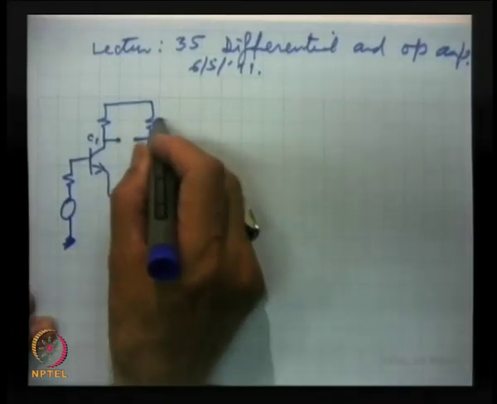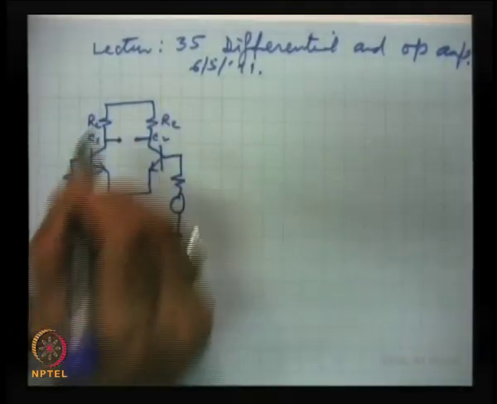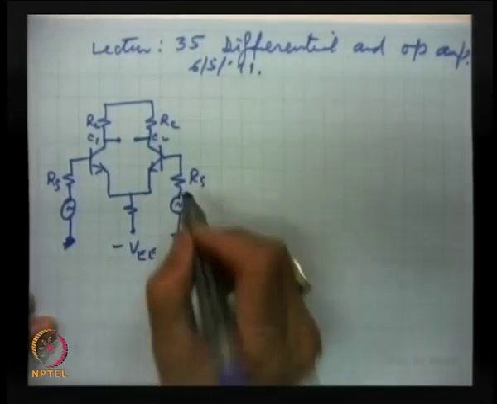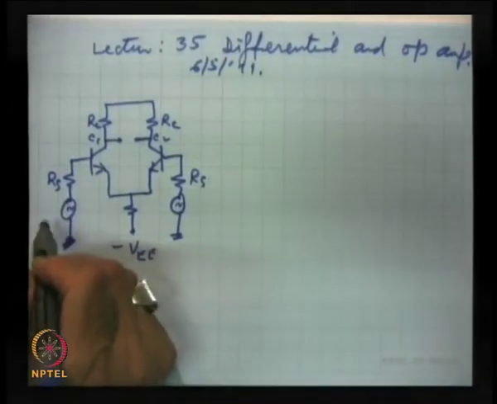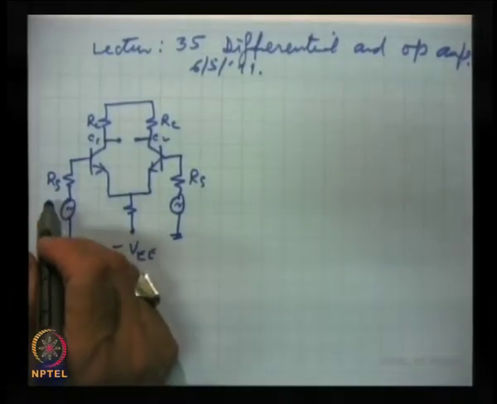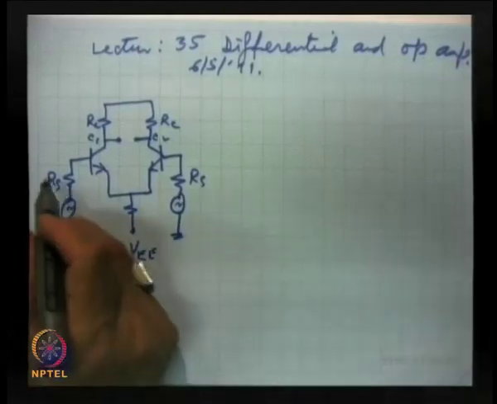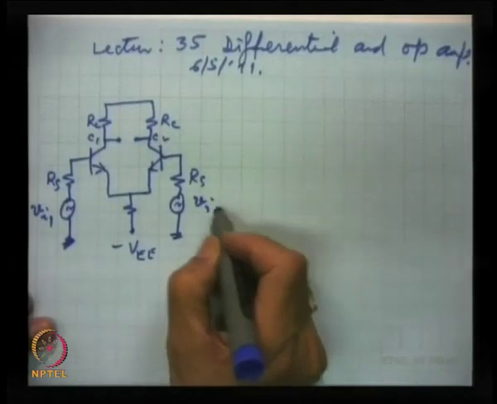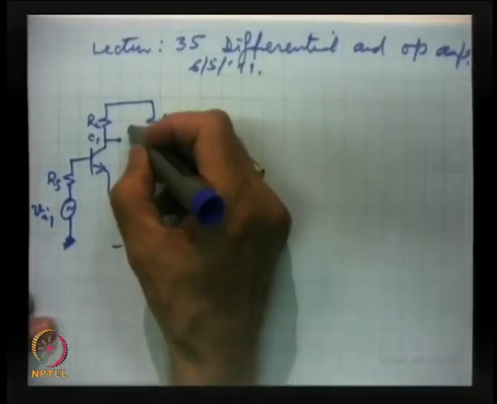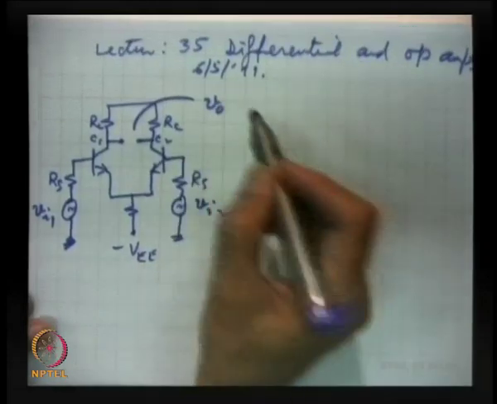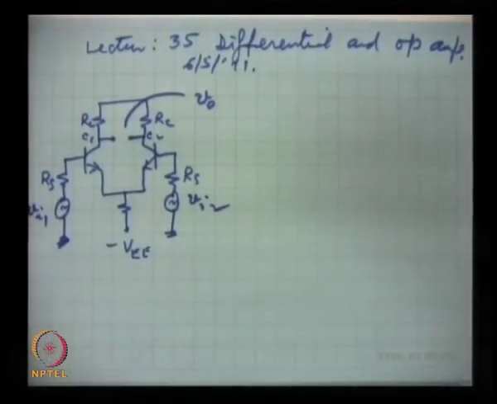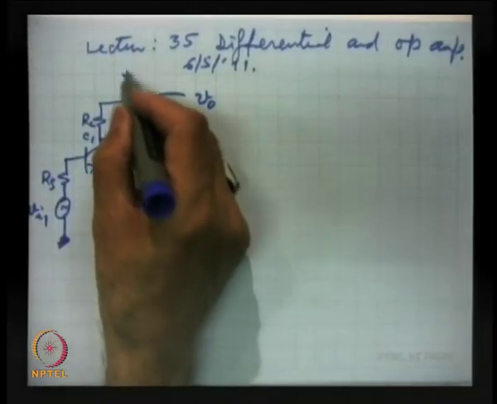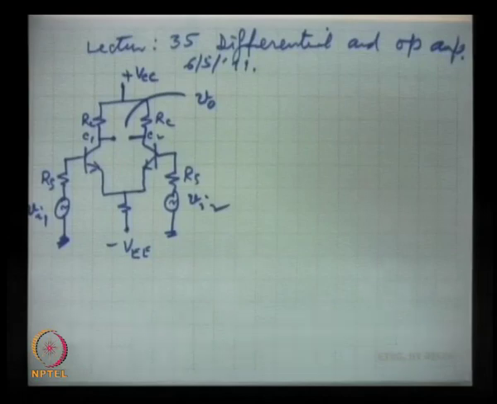This is RC, this is RC, this is RS, which is normally small. This is the source resistance. This source which supplies the signal has impedance, and that is source resistance. And this is VI1 and this is VI2, I for input, and here is VO, the output. And we were discussing the AC analysis of this basic differential amplifier.